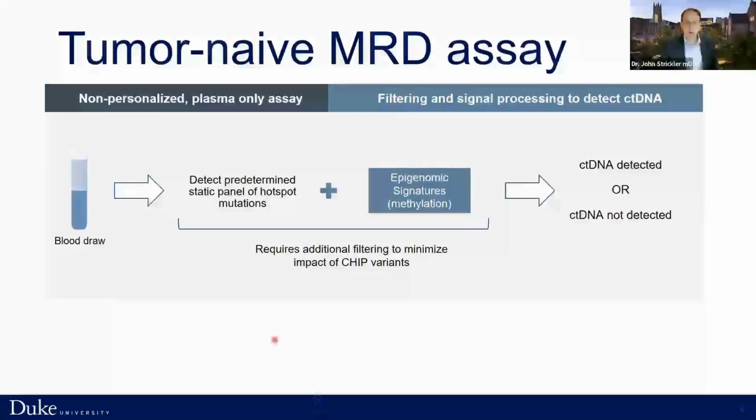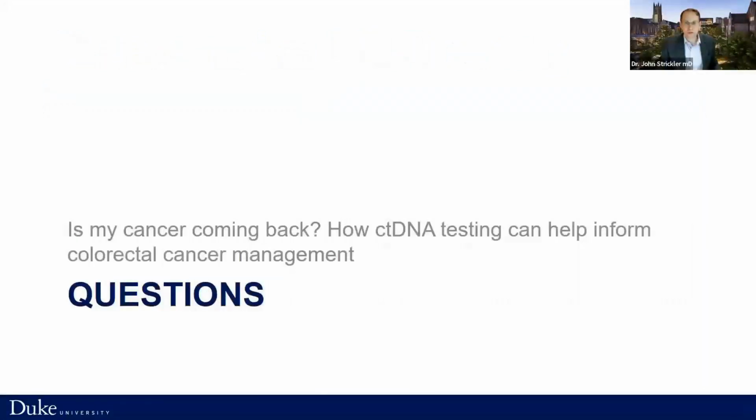Now, there are also, as I mentioned, blood-only tests as well, where they take a predetermined static panel of mutations and then add what's called a methylation pattern. And so sometimes people will receive what's called this tumor-naive MRD assay or blood-only, each with its own set of data behind it. So I wanted to jump in now into the questions.